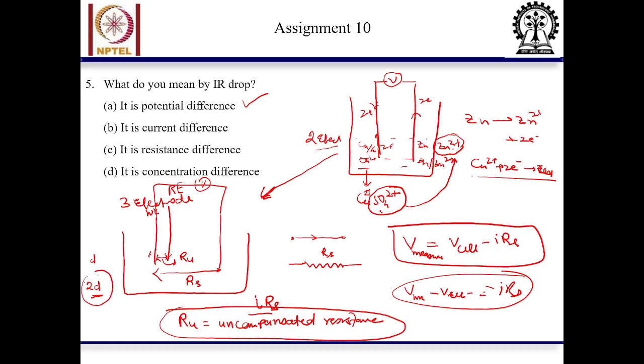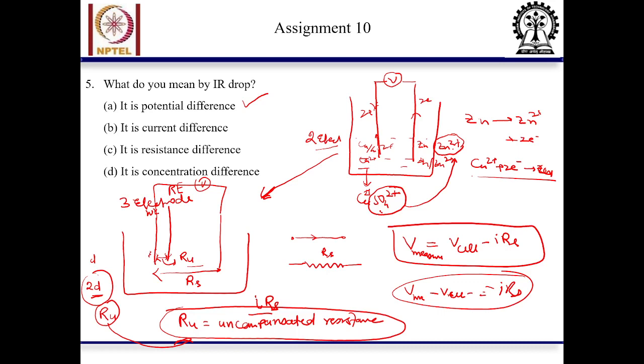Across the 2D distance, the resistance is RU, which is called the uncompensated resistance. Got it? So why are we going from 2 electrode to 3 electrode? What is the uncompensated resistance? What is the solution resistance? And why are we seeing the voltage difference? I think this will give you a clear-cut idea about the IR drop.